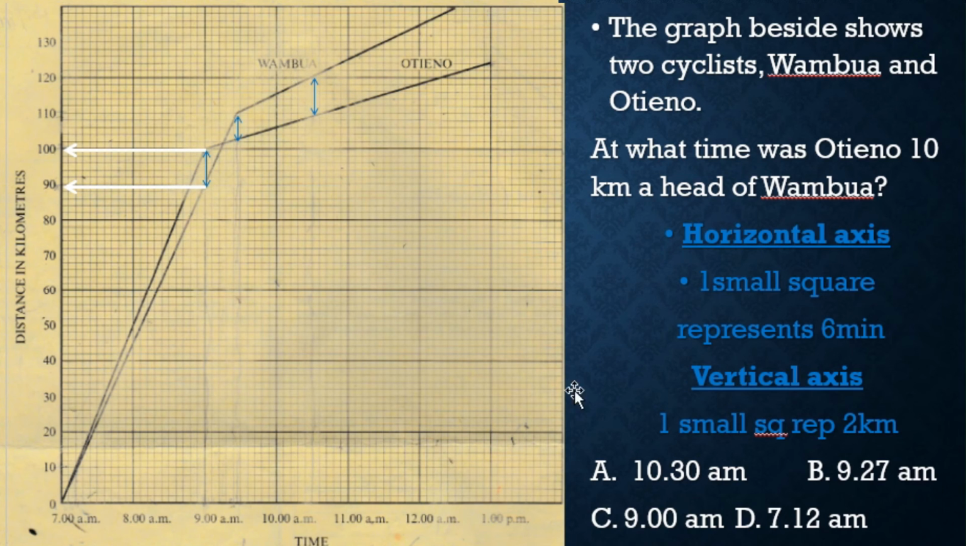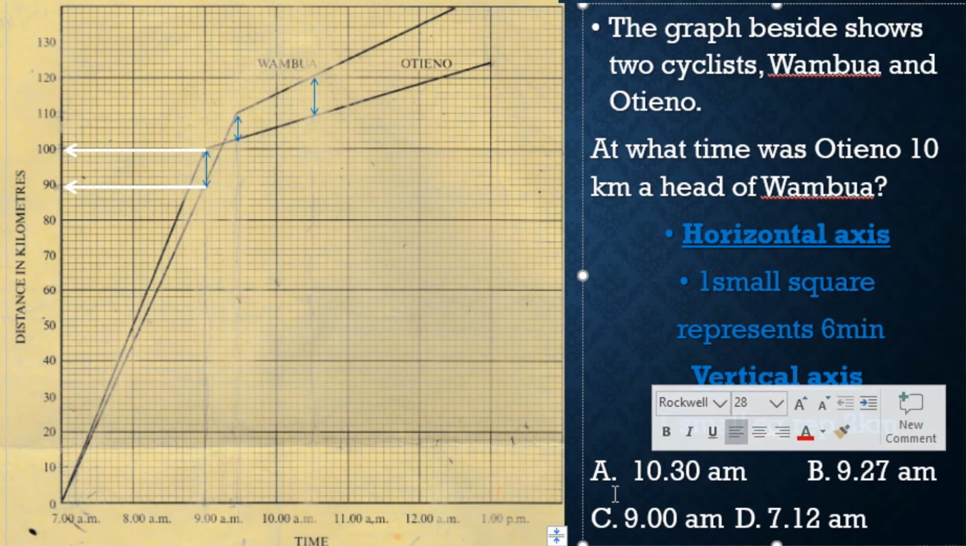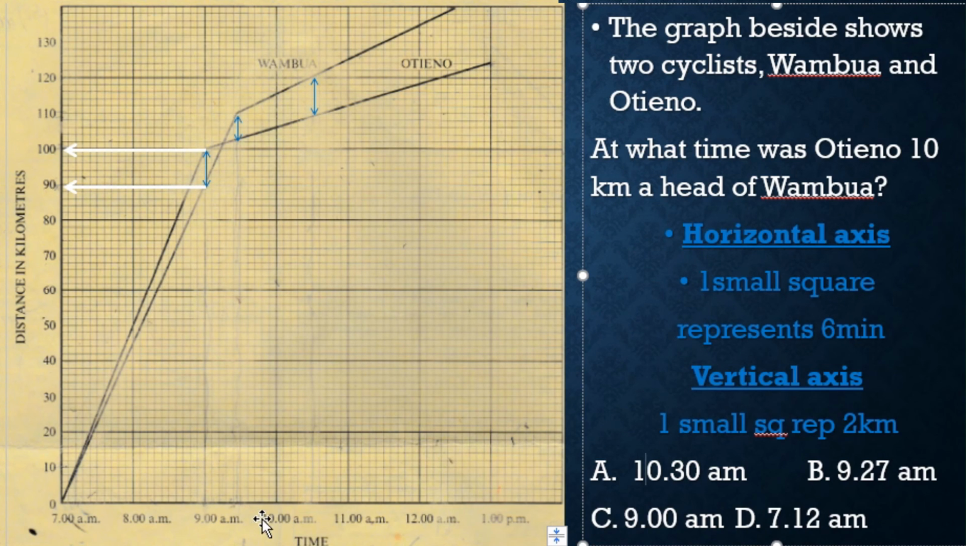So we are going to use the choices, starting with 10:30. For example, at 10:30, who was ahead? 10:30 is between 10 and 11 here. So we move here, and where we have the blue line, it is Wambua who is ahead. We are not going to look at this point because we want the time when Otieno was 10 kilometers ahead. But at choice A, where they are saying 10:30, Wambua is the one who is ahead. You can see his line is the steeper one. So we skip choice A because at this point, it's Wambua who is ahead.